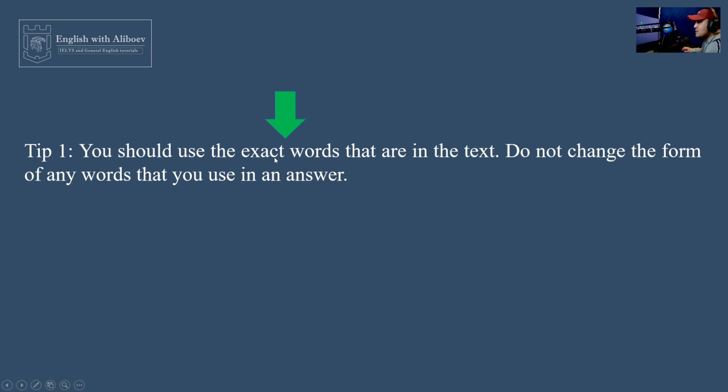Okay, you should use these exact words that are in the text. Don't ever try to be smart, that's a kind of slang. Don't ever use other words. Don't try to paraphrase it. Do not change the form of any words that you use in an answer. For example, let's say you found the answer and the answer is a noun. Don't try to change it into an adjective or anything like that. So simply put, you just have to copy paste the answers from the passage into your answer sheet.